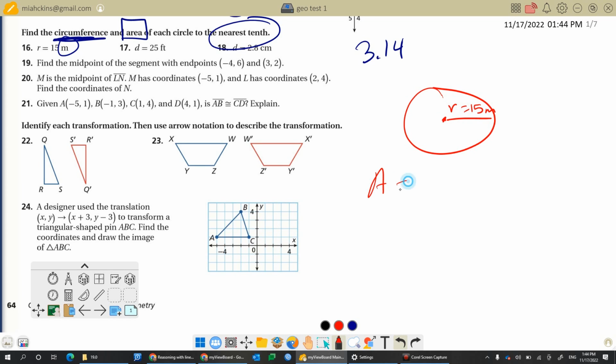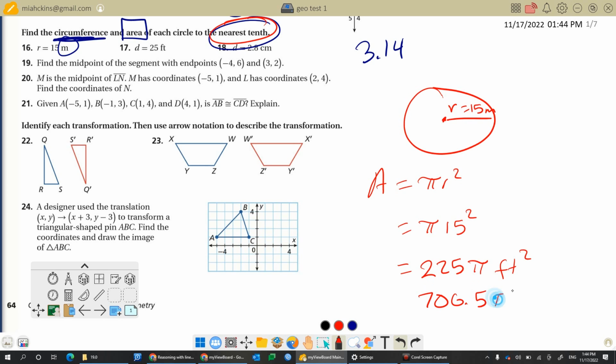So the equation for area of a circle is pi r squared. So we run that through our calculator, and we say 15 times 15 is equal to 225 pi, but it's asking for the nearest tenth, so we're going to type in 3.14 times 225, so we end up with 706.5 squared units as our area.